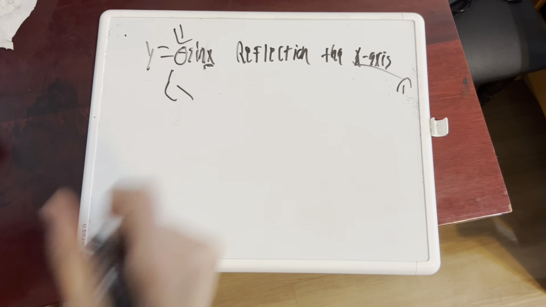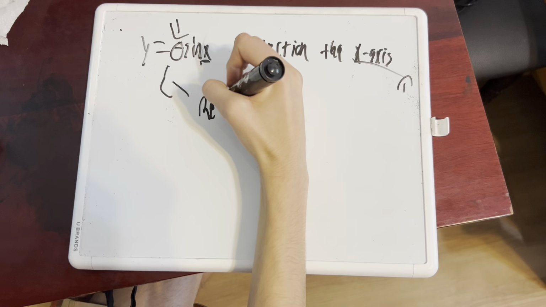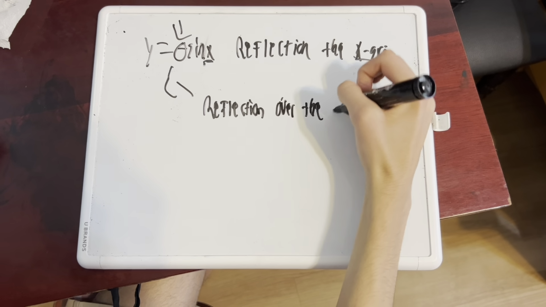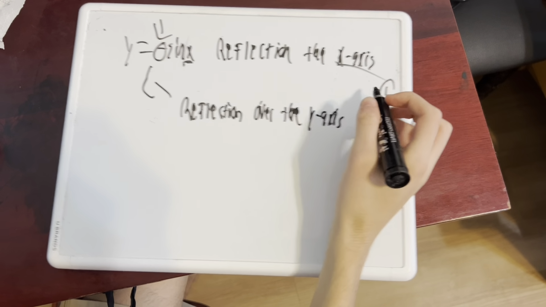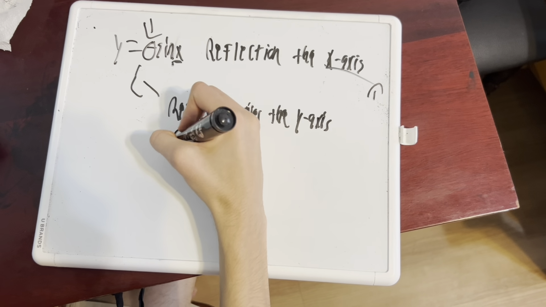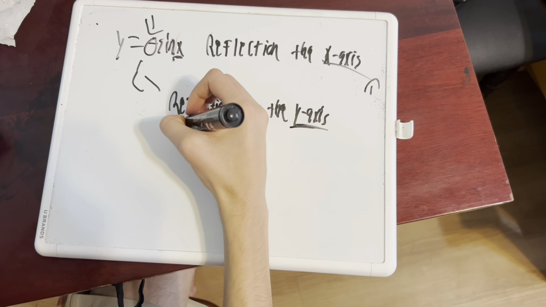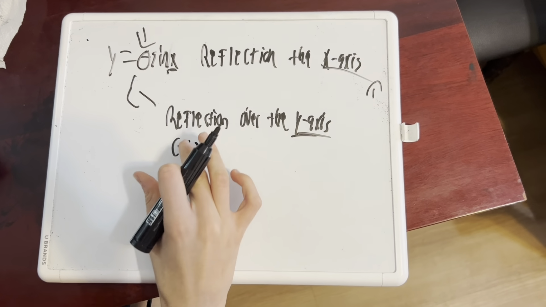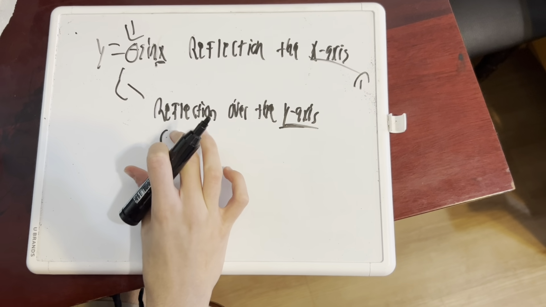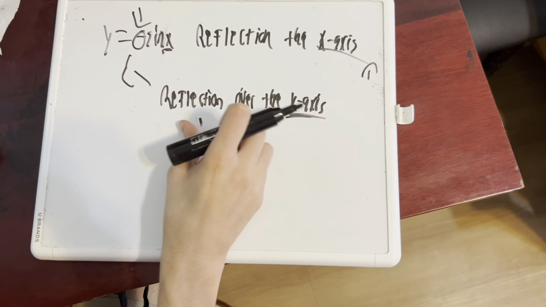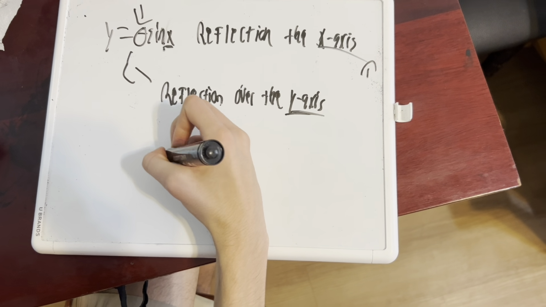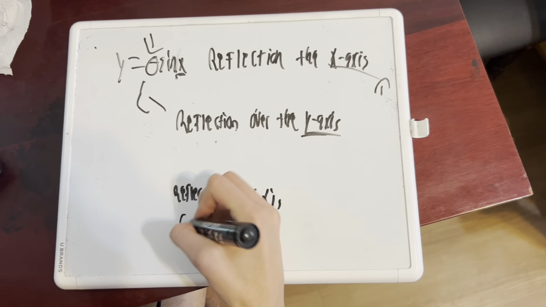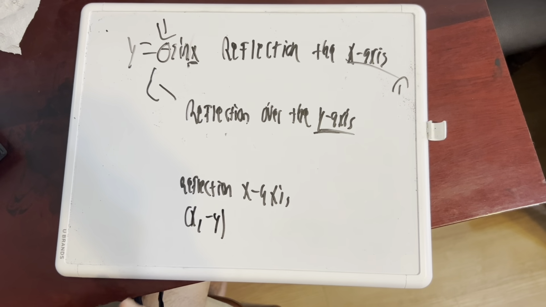So what I'm trying to say, as a formula for reflection, whenever we have a reflection over the y-axis, for our coordinates, we keep y the same. So our x is going to be the opposite of x. And if you have a reflection over the x-axis, your x is constant, and it's the opposite of your y.